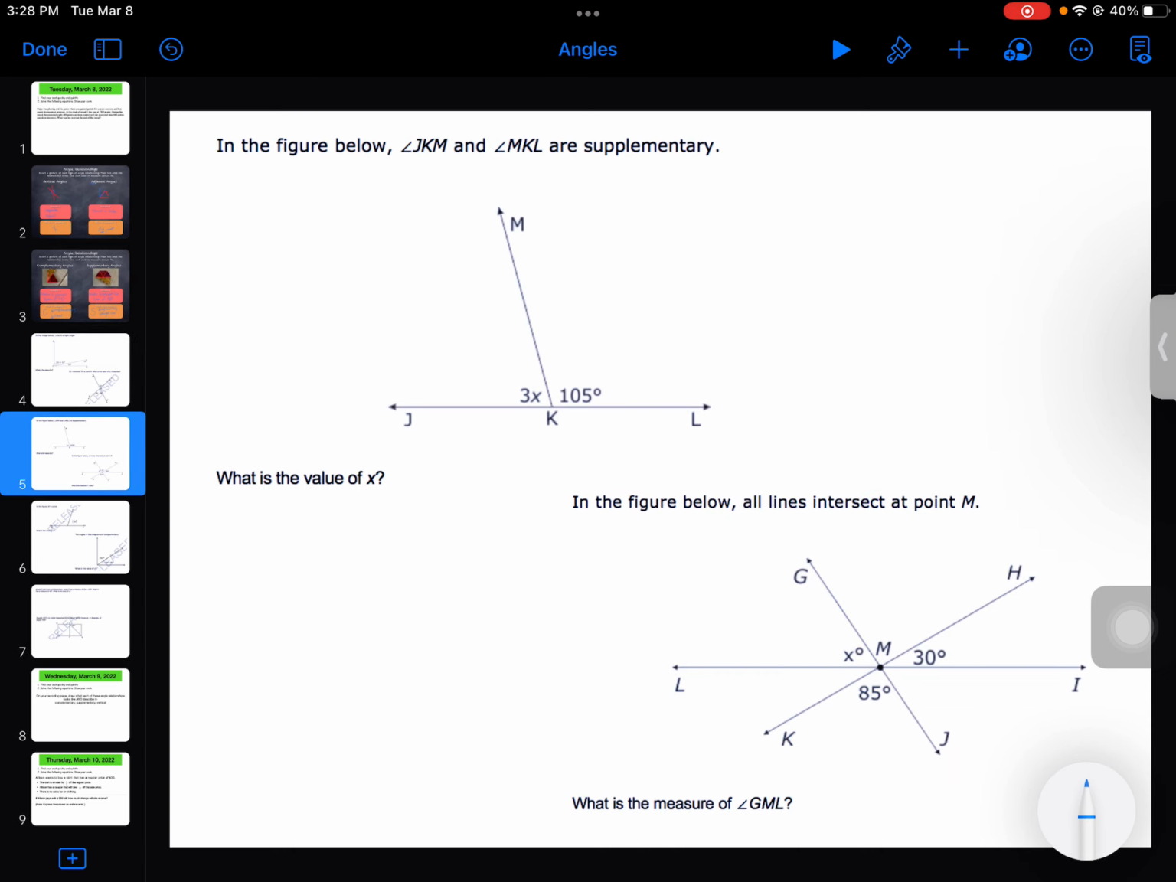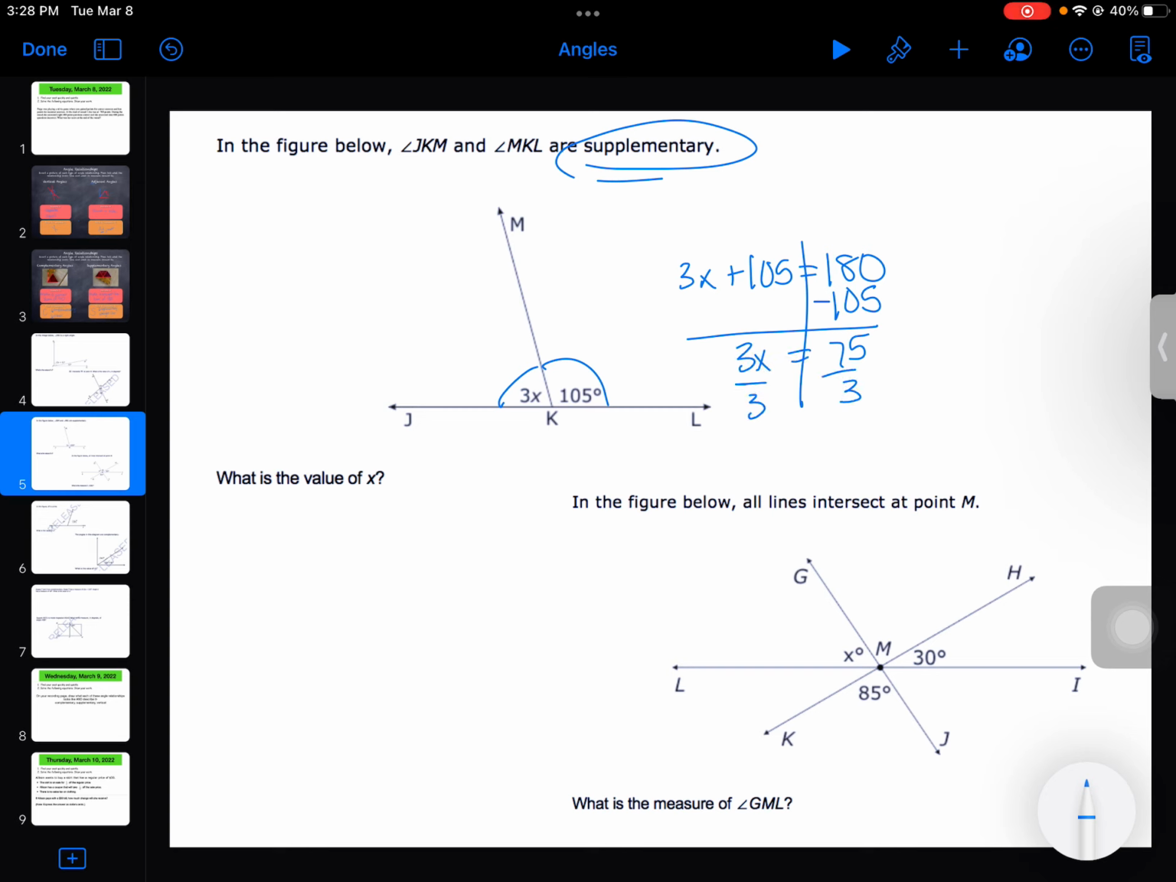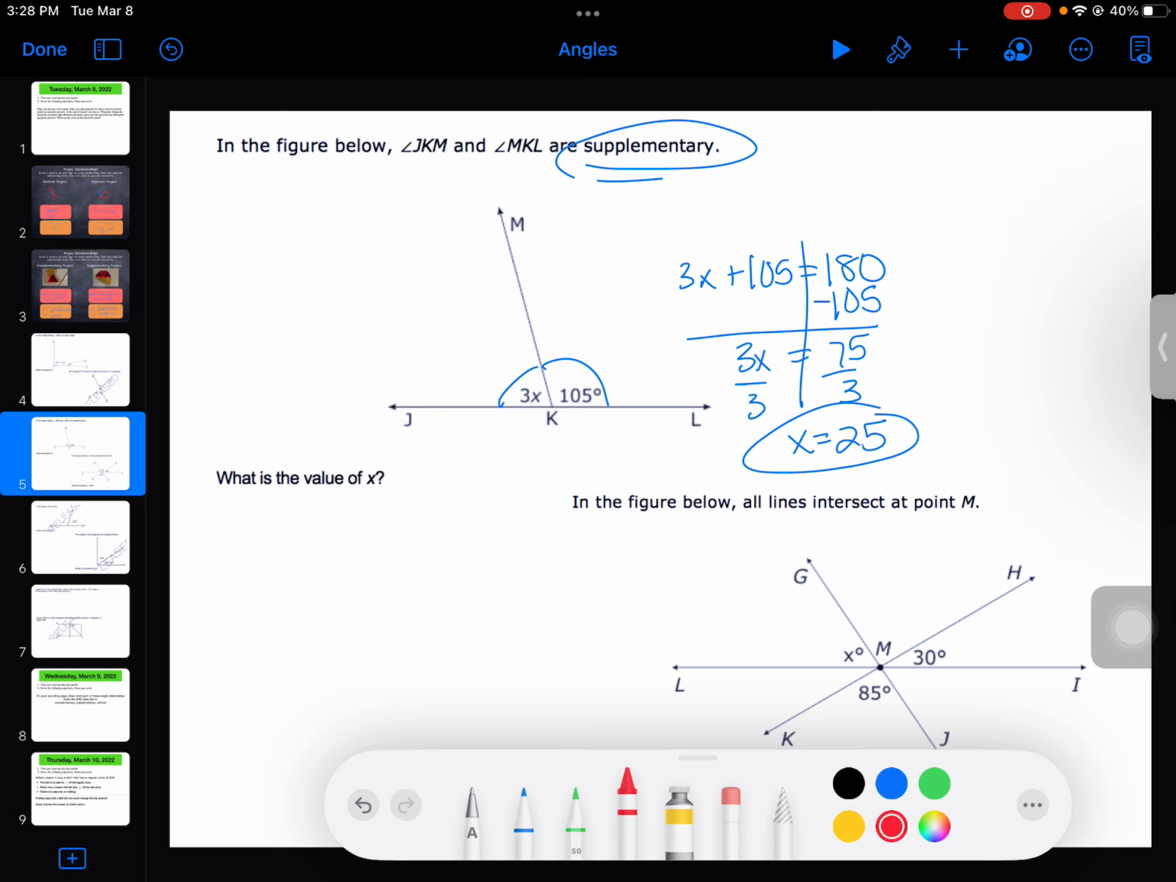So this top problem, it says that they are supplementary. I know that that means they equal 180 degrees. So this JKM, that 3X, plus the MKL, 105, equal 180. Take away 105. 3X equals 75 degrees. Divide by 3. X is 25.